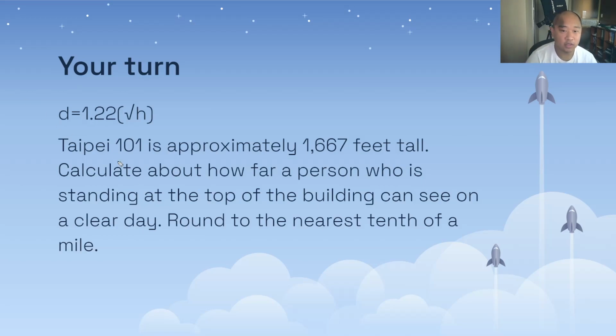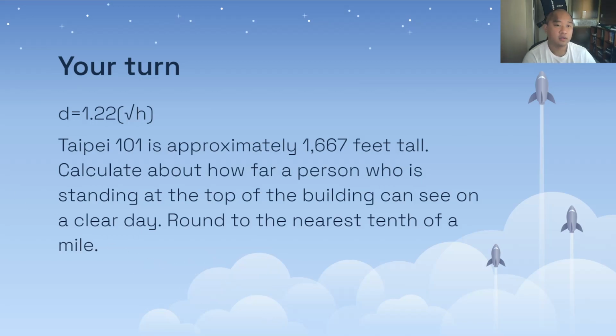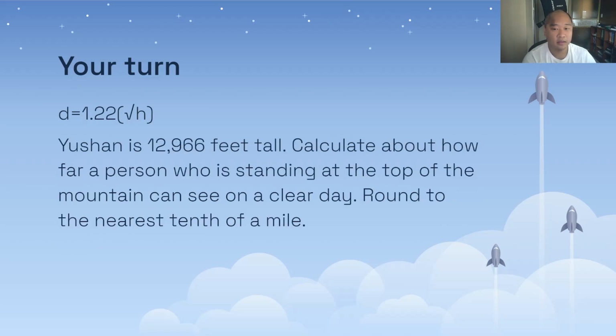Okay, so again, we're using the same formula. D equals 1.22 times the square root of 1,167. The square root of this is some number, I actually don't know. I just did this in the calculator. It comes out to 49.8 miles, which is even farther because it is a little bit taller. Okay, next and last one.